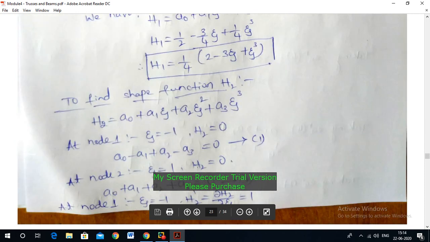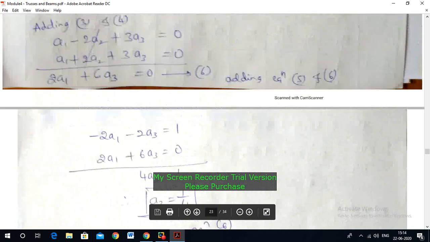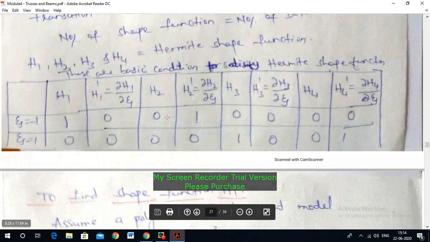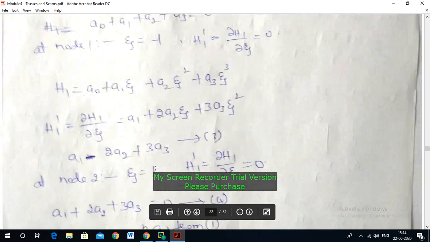And next, find shape function for h2. For shape function for h2, the polynomial displacement function is third order. h2 is equal to a0 plus a1 zeta plus a2 zeta square plus a3 zeta cube, and apply the boundary condition at node 1. If zeta is equal to minus 1, s2 is 0 from the table.